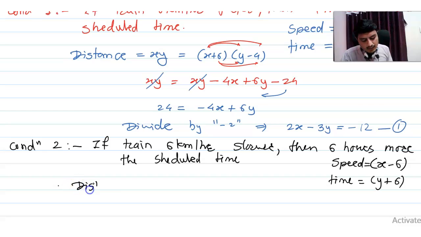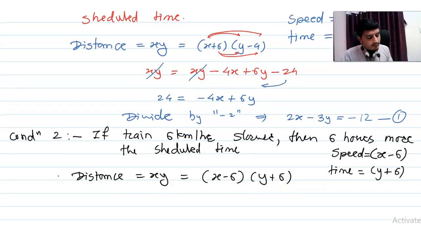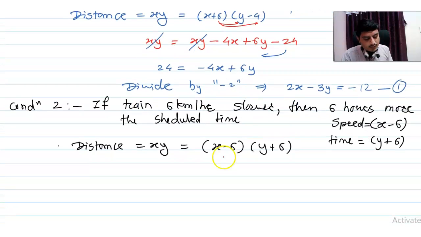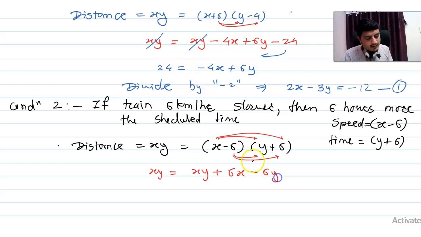We are now getting the distance equal to, already we have the total distance, xy. Speed is x minus 6 and time required is y plus 6. Use the distributive law over the RHS. We get xy equals, distributing 6 over the bracket, xy plus 6x. Now distribute minus 6 over the bracket. We get minus 6y plus minus minus, which is 36.